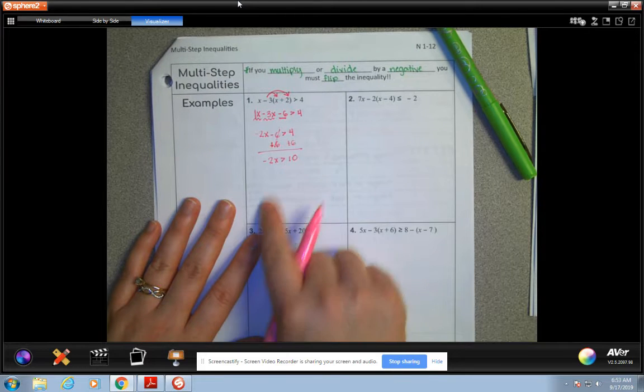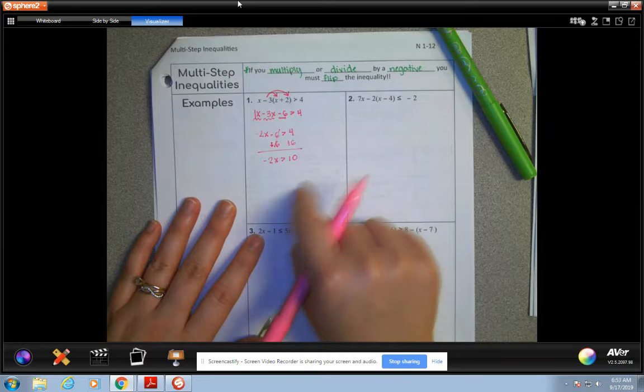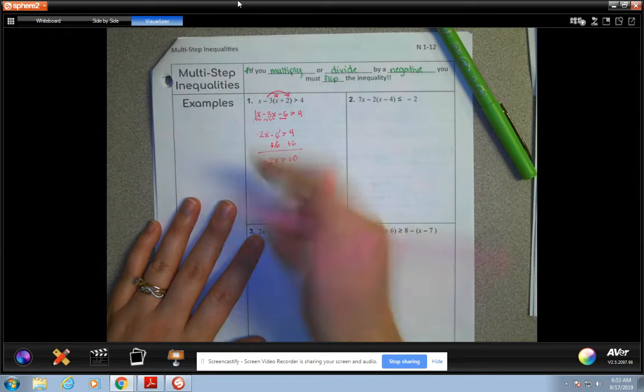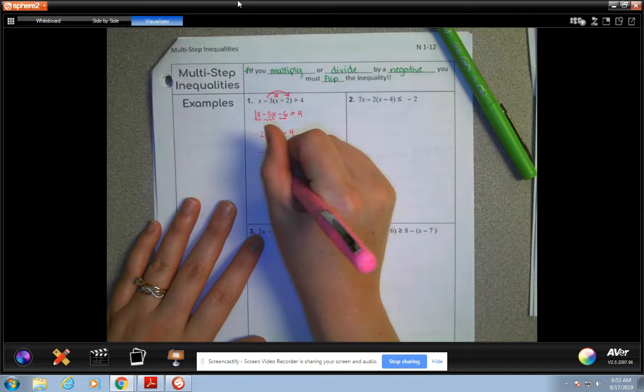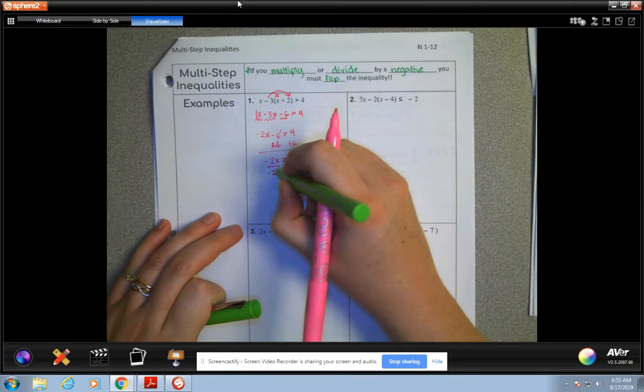Okay, now it's time to get rid of the coefficient, the number in front of the variable. And our coefficient is -2. So what we have to do with that, remember, you cannot just add that over. This is -2 times x, so we have to do the opposite of multiply, which is to divide. We're going to divide by a -2.